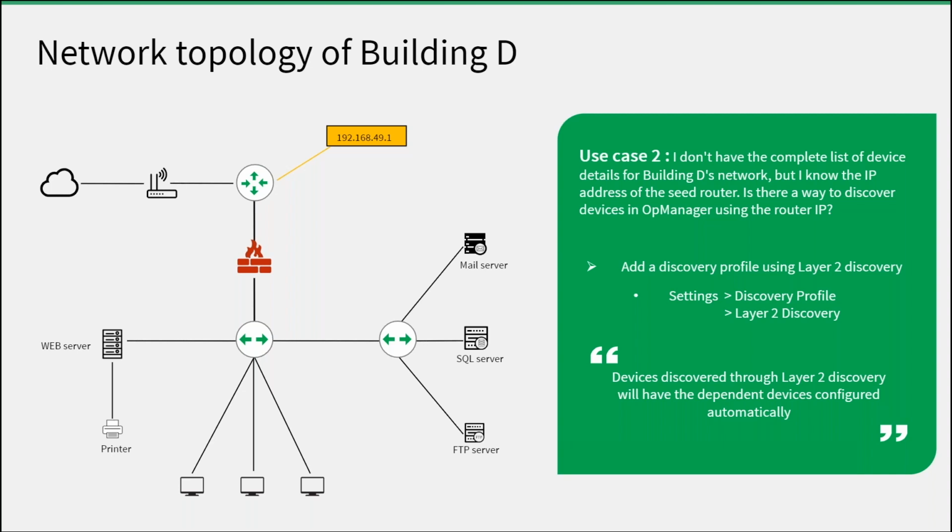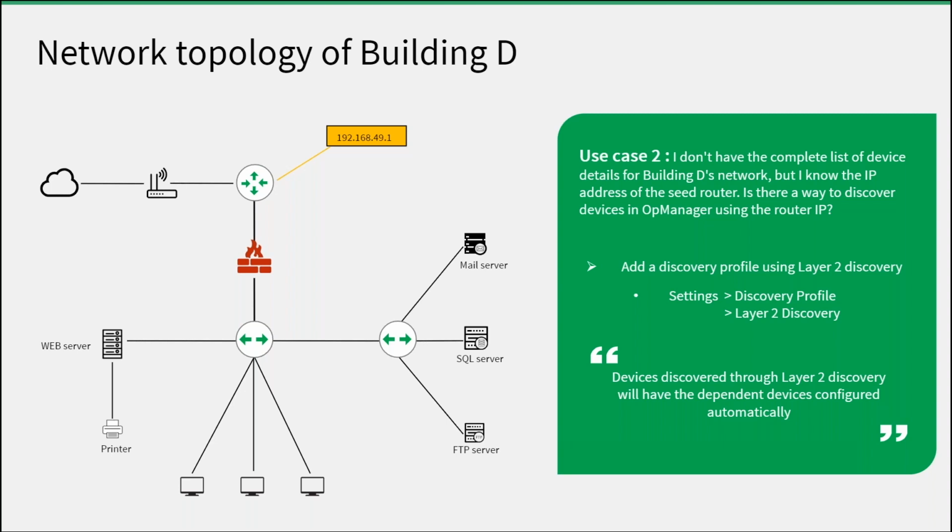The case is all about, I do not have a complete list of device details for building D's network, but I know the IP address of the seed router. Is there a way to discover devices in OpManager using the router's IP address? Absolutely possible. Here the seed router is about the core router of the particular building.